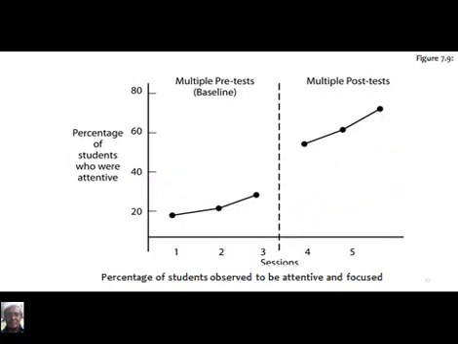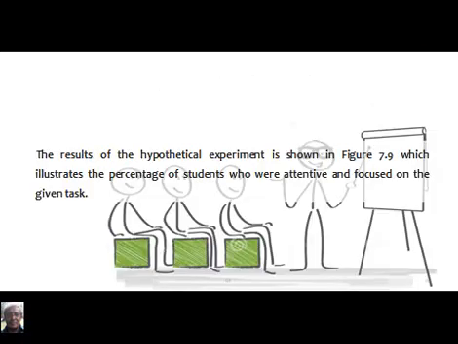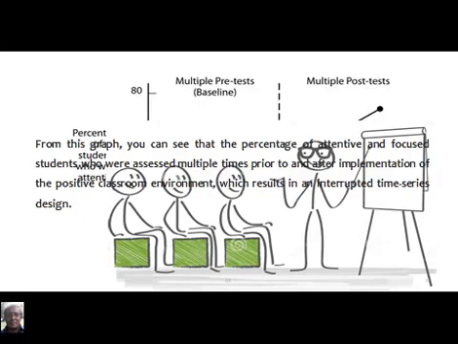Percentage of students observed to be attentive and focused. The results of the hypothetical experiment are shown in Figure 7.9, which illustrates the percentage of students who are attentive and focused on the given task. From this graph, you can see that the percentage of attentive and focused students was assessed multiple times prior to and after implementation of the positive classroom environment, which results in an interrupted time series design.